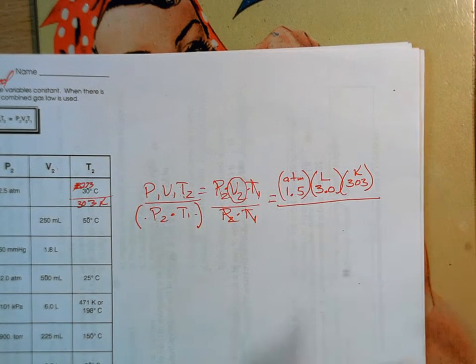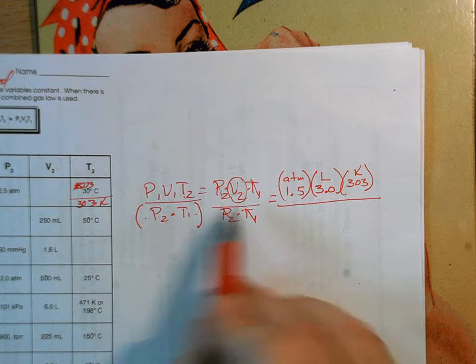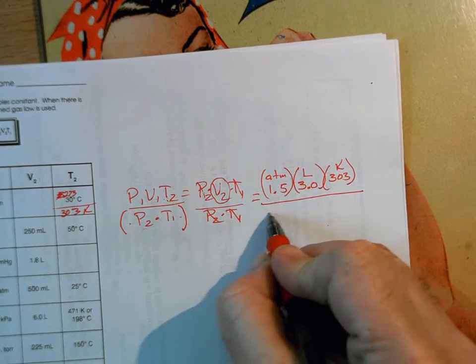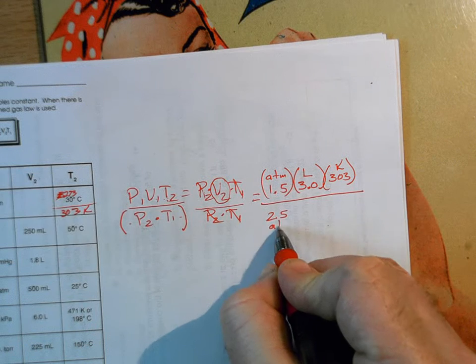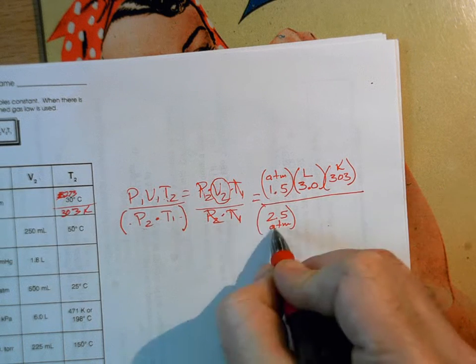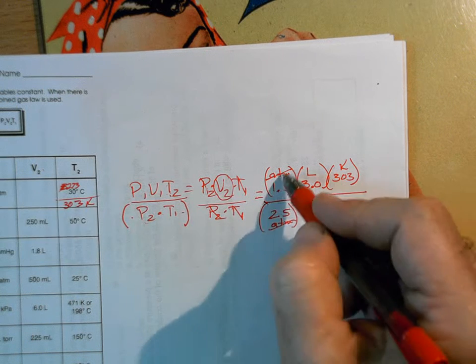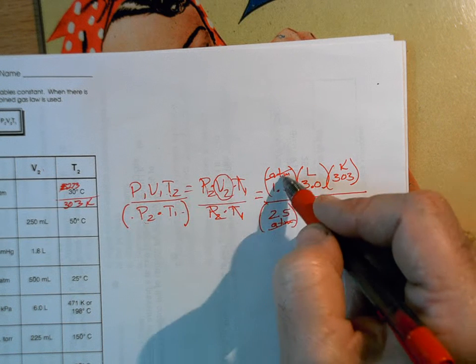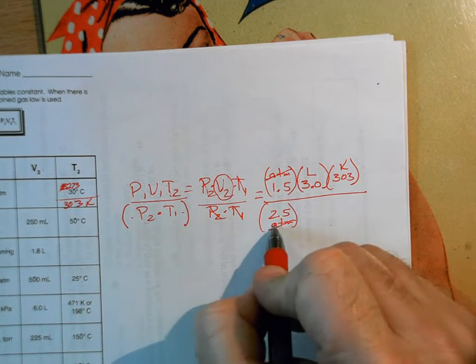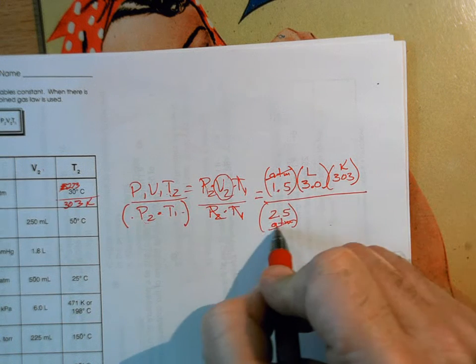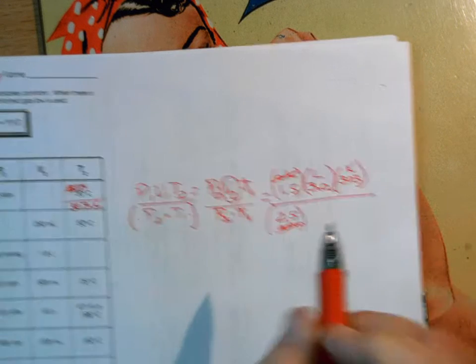Now we have to divide by pressure 2. Pressure 2 is 2.5 atmospheres. Now the nice thing about always putting your units is that I can cancel that atmosphere with that atmosphere, so we know we're good to go. If one of these was kilopascals or millimeters of mercury, we'd have to convert one of them because we need to be able to cancel those out.